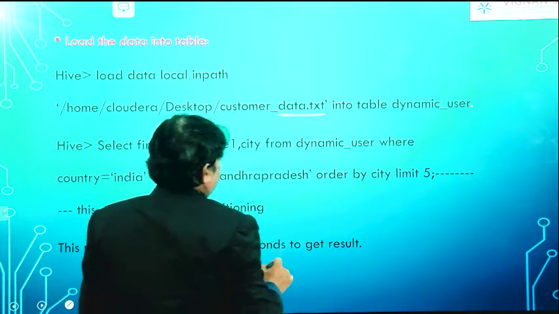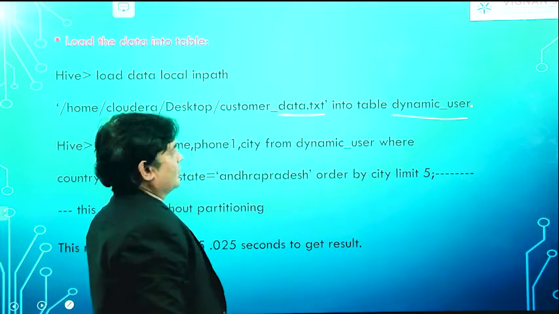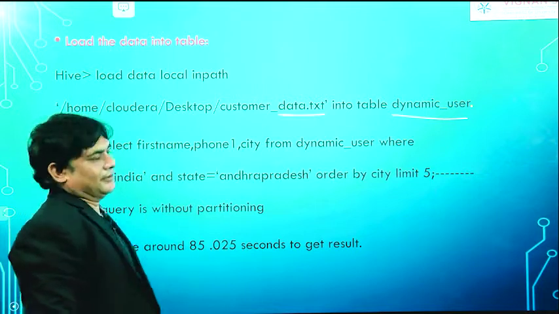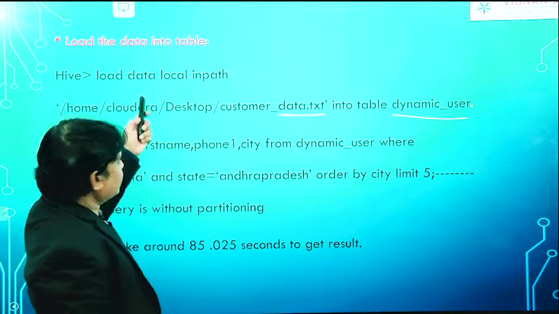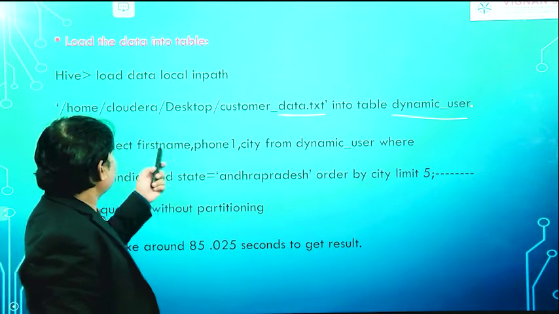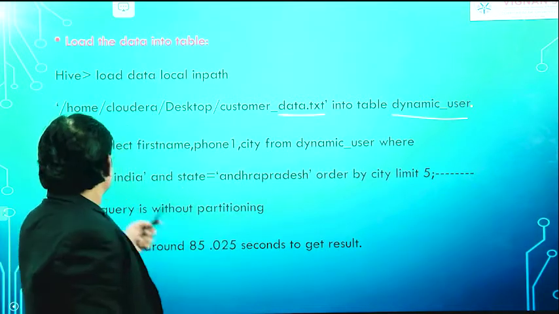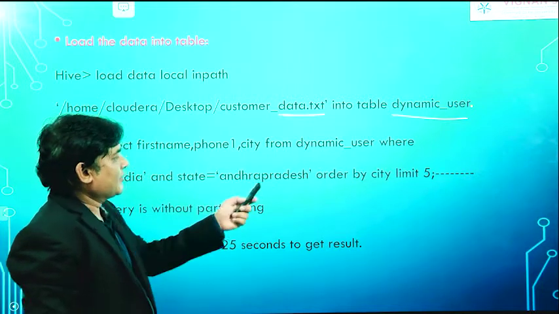I am going to load into the dynamic user table. Once it is loaded, I am going to fire the query. My query is: select first name, phone 1, city from dynamic user, the table we just created, where country is equal to India, state is equal to Andhra Pradesh, order by city limit 5.